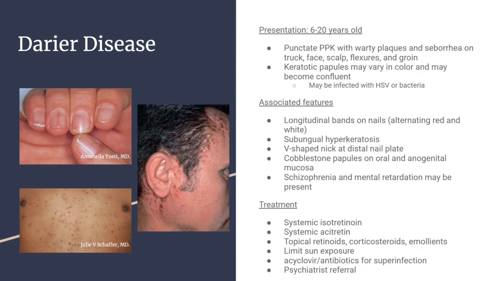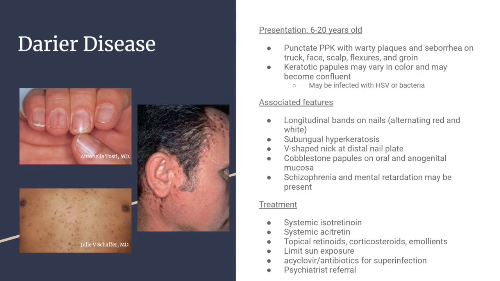Other things you'll see also on the left pictured here is longitudinal bands on the nails, subungual hyperkeratosis, some V-shaped nicking of the nails, cobblestone papules on oral and anogenital mucosa. Rarely some mental findings as well, including schizophrenia and mental retardation.